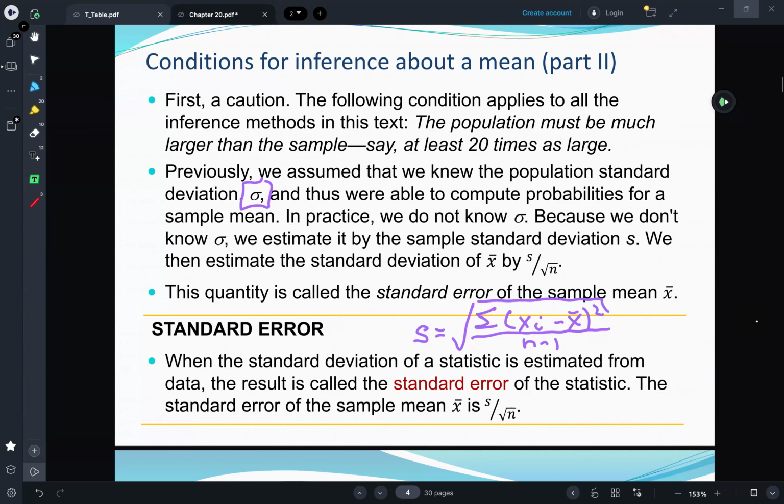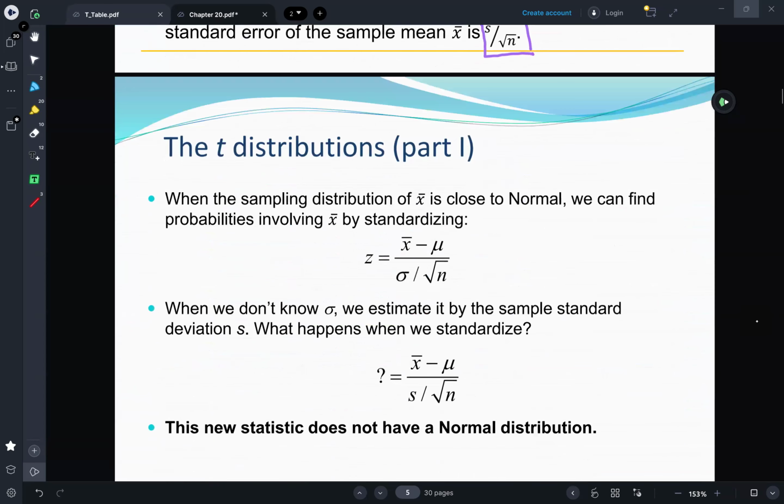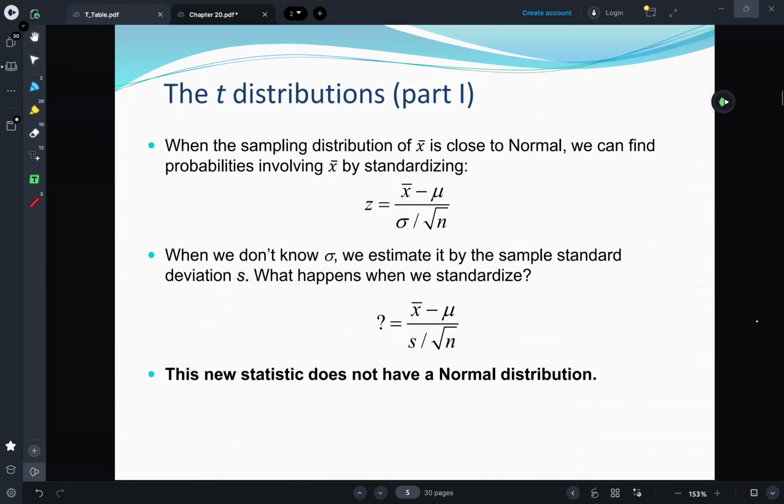So that's the main thing for this chapter: we are estimating the standard deviation with s, the sample standard deviation. And so the standard error changes. Instead of sigma divided by the square root of n, the standard error ends up being s divided by the square root of n. And that also will change our test statistic.